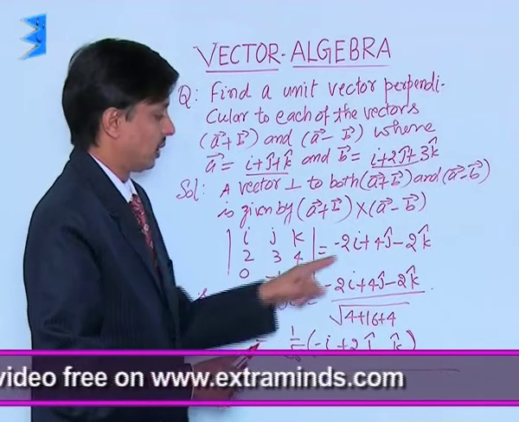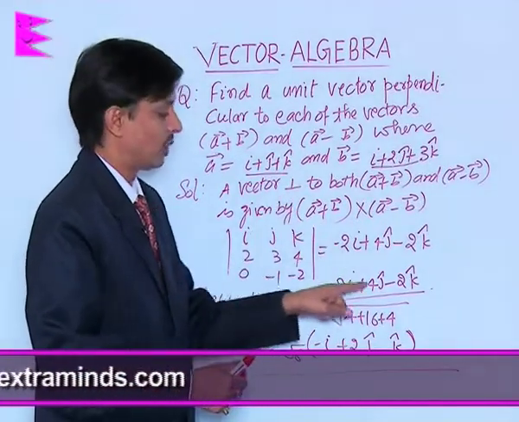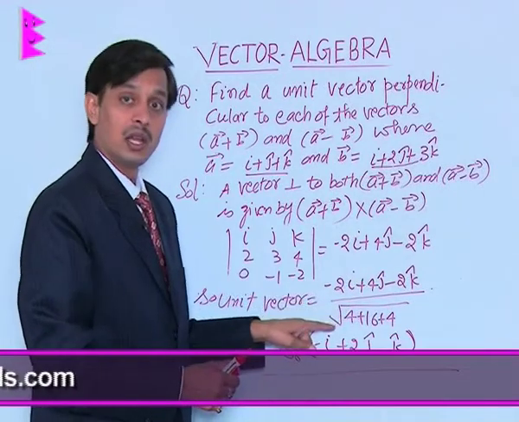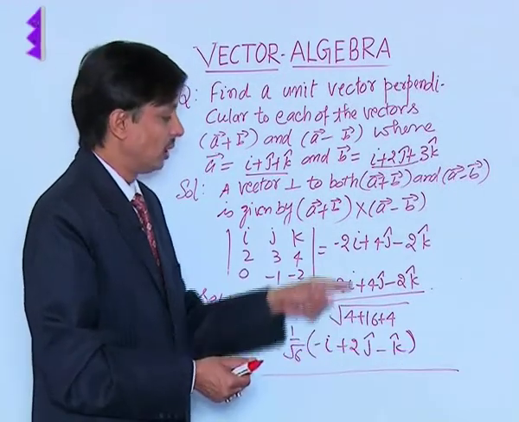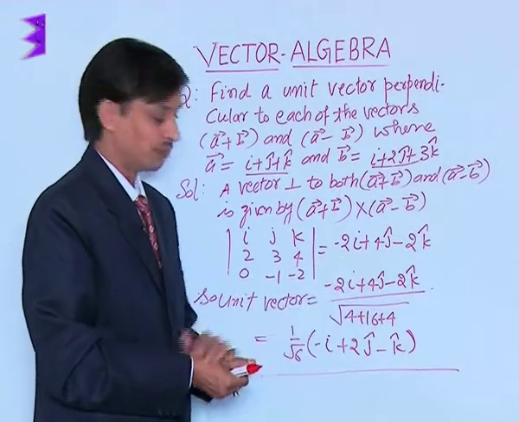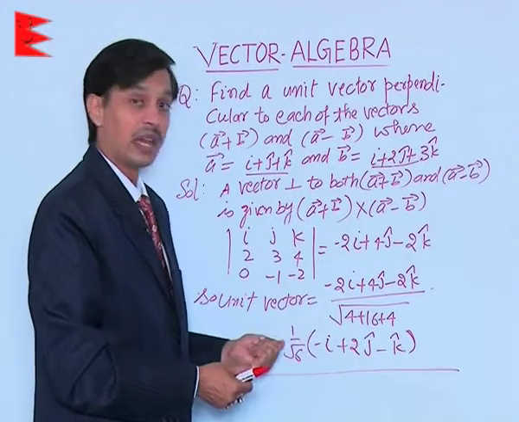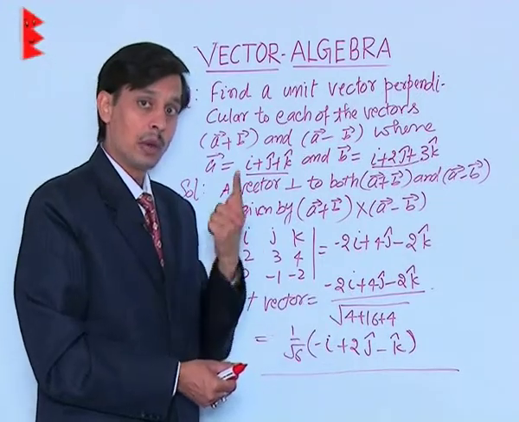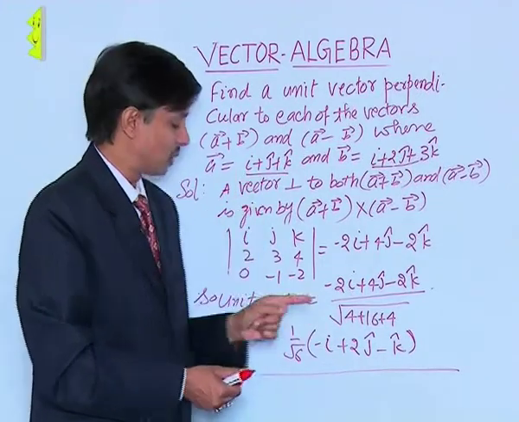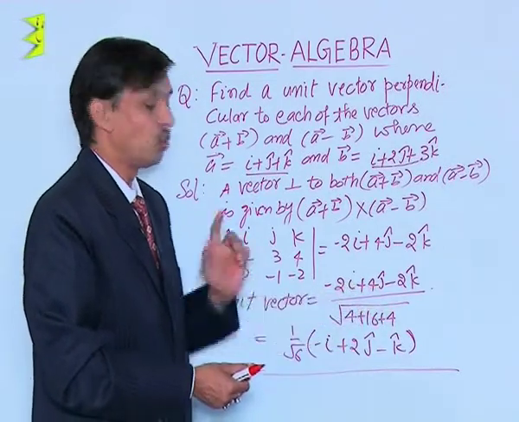So the unit vector perpendicular to a plus b and a minus b is the vector minus 2i plus 4j minus 2k divided by the magnitude, root of 2 square plus 4 square plus 2 square. After taking 2 common, we get the unit vector perpendicular to a plus b and a minus b as 1 by root 6 times minus i plus 2j minus k.